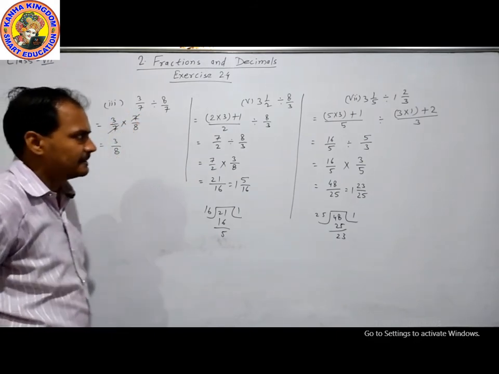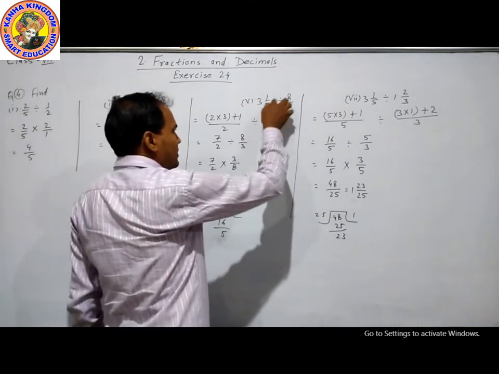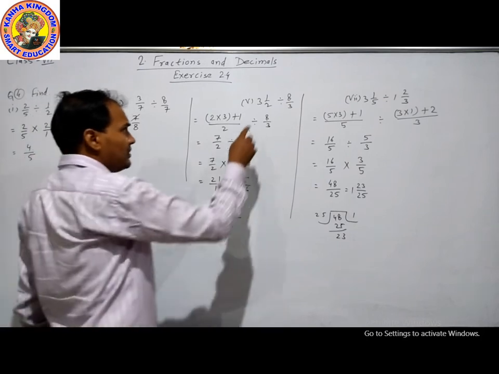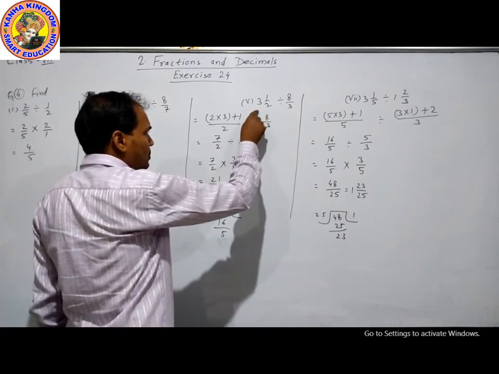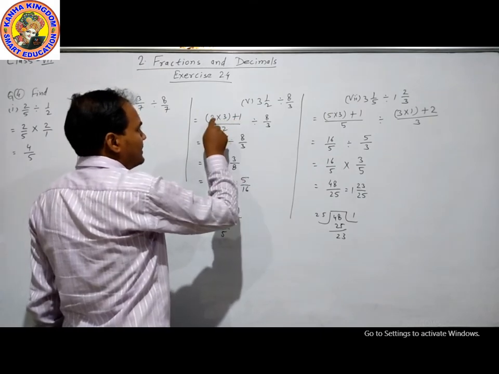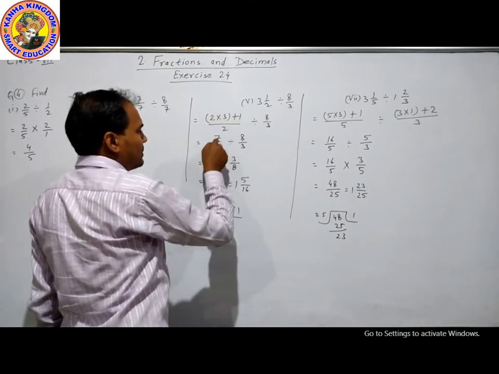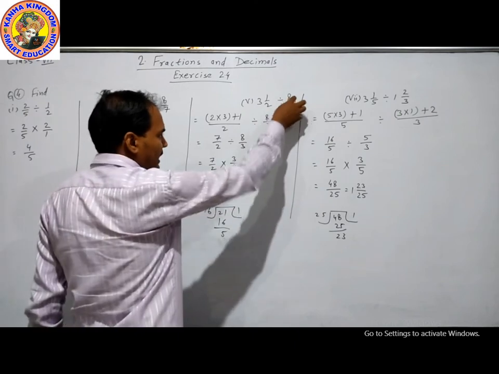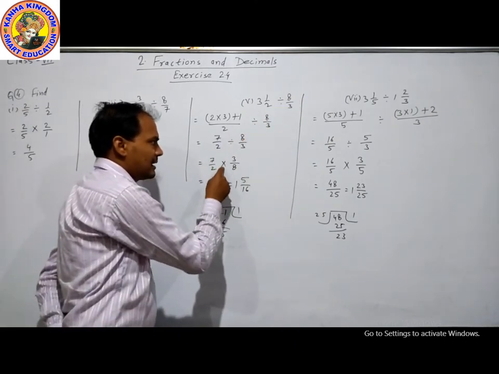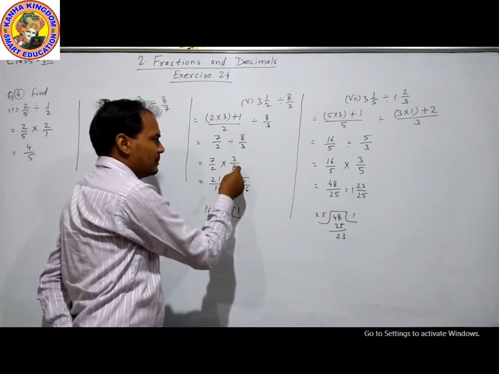This is our mixed fraction number. First of all, we will attend this. We will change into a fraction number. 2 into 3 then plus 1, 6 plus 1, 7 by 2. 7 by 2 and 8 by 3. Now divide will be changed into multiply. The reciprocal of this is 3 by 8.